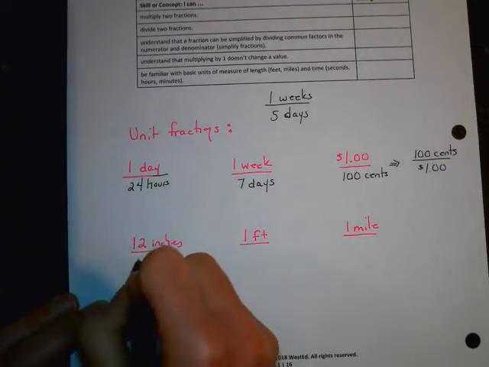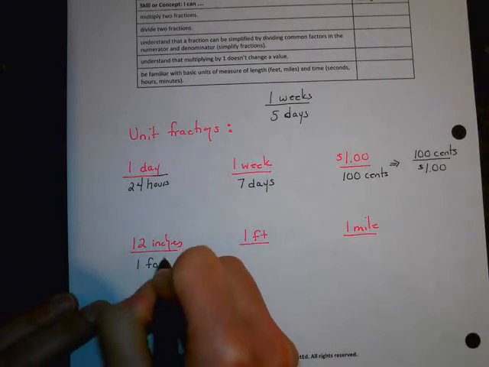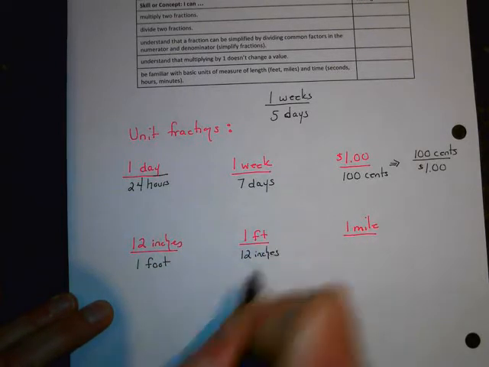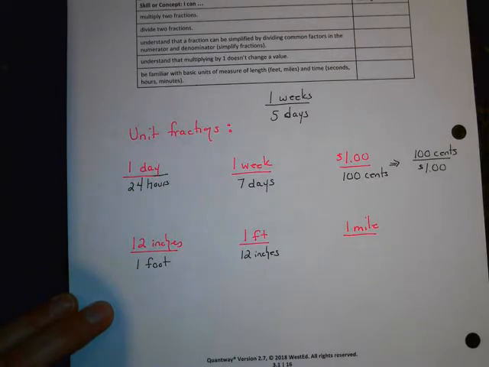And then for 1 mile, that's 5,280 feet. We're going to be using that quite a bit, so you'll get that one down pretty quickly. And of course, there's other ones.